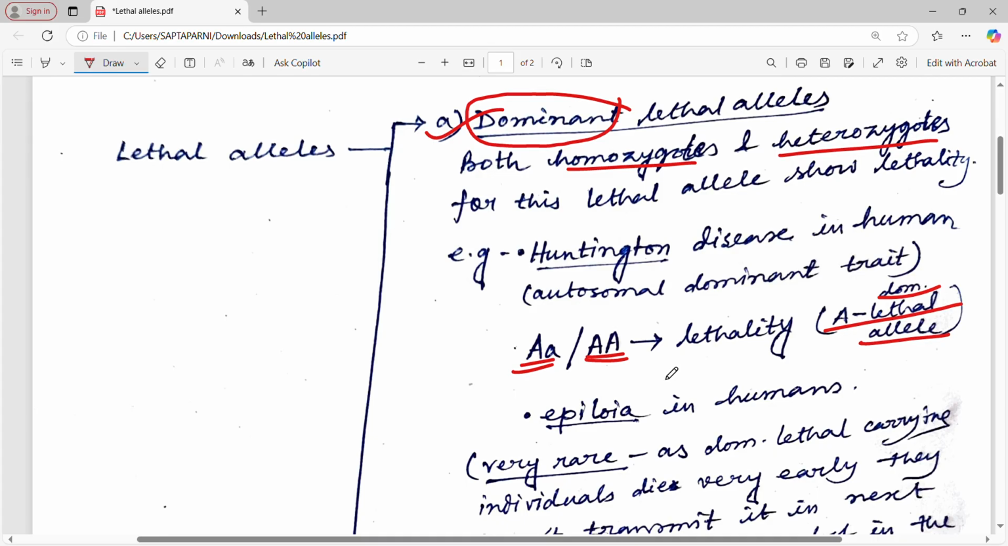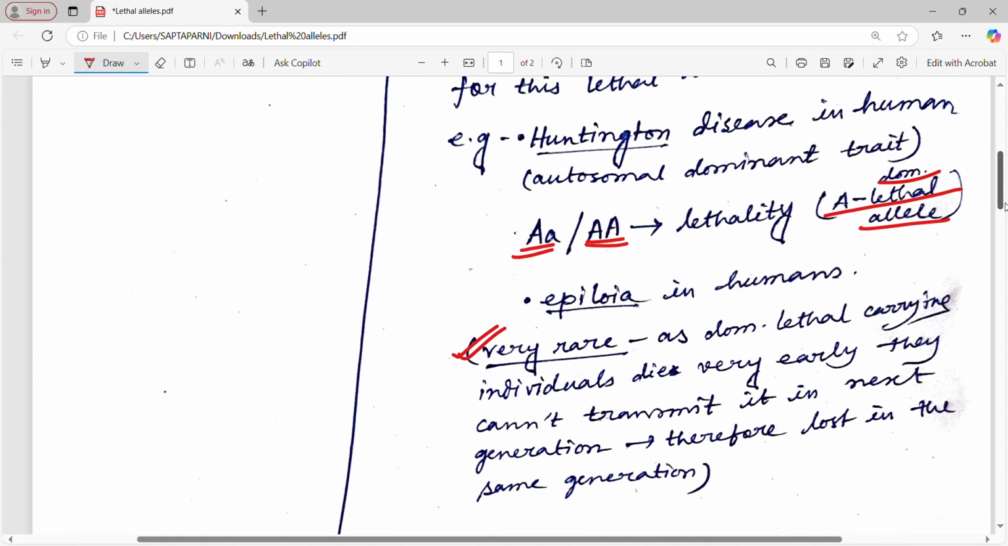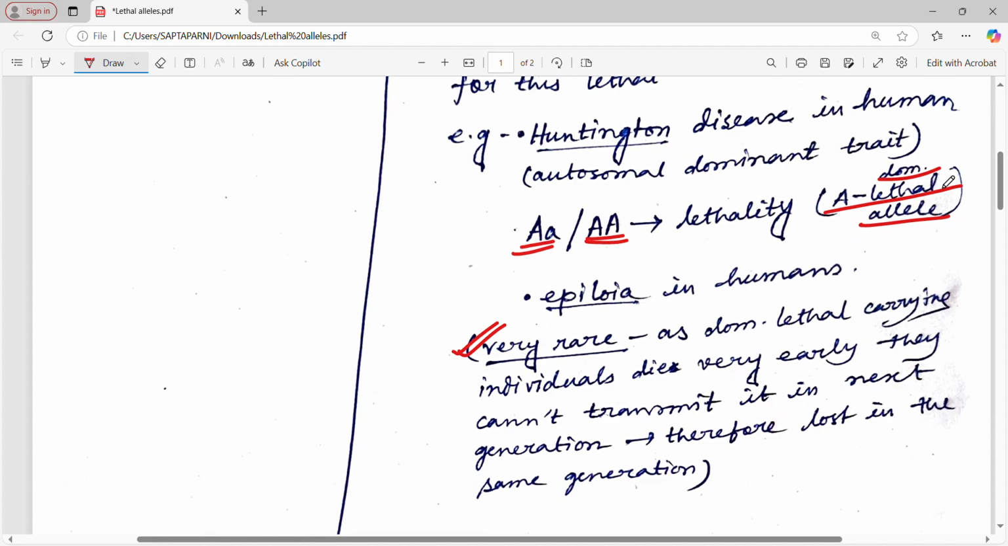Another thing you must remember is that dominant lethal alleles are very rare in nature. Why are they very rare? Because the person who carries this dominant lethal allele dies at a very early age, so early that they cannot attain reproductive age. If it cannot reproduce, then how will the dominant lethal allele be transmitted from one generation to another? Generally it is lost in the same generation. That is why dominant lethal alleles are very rare in nature.